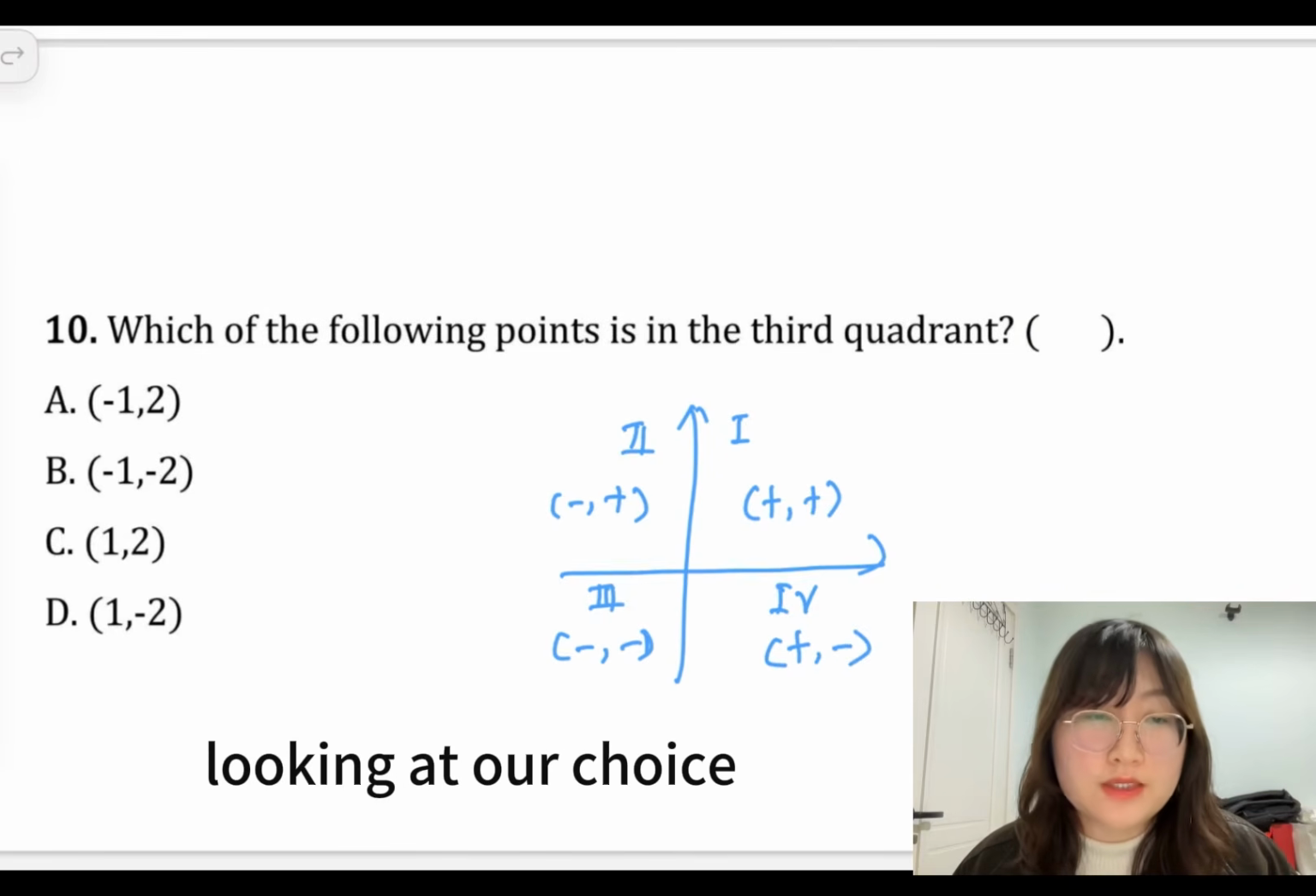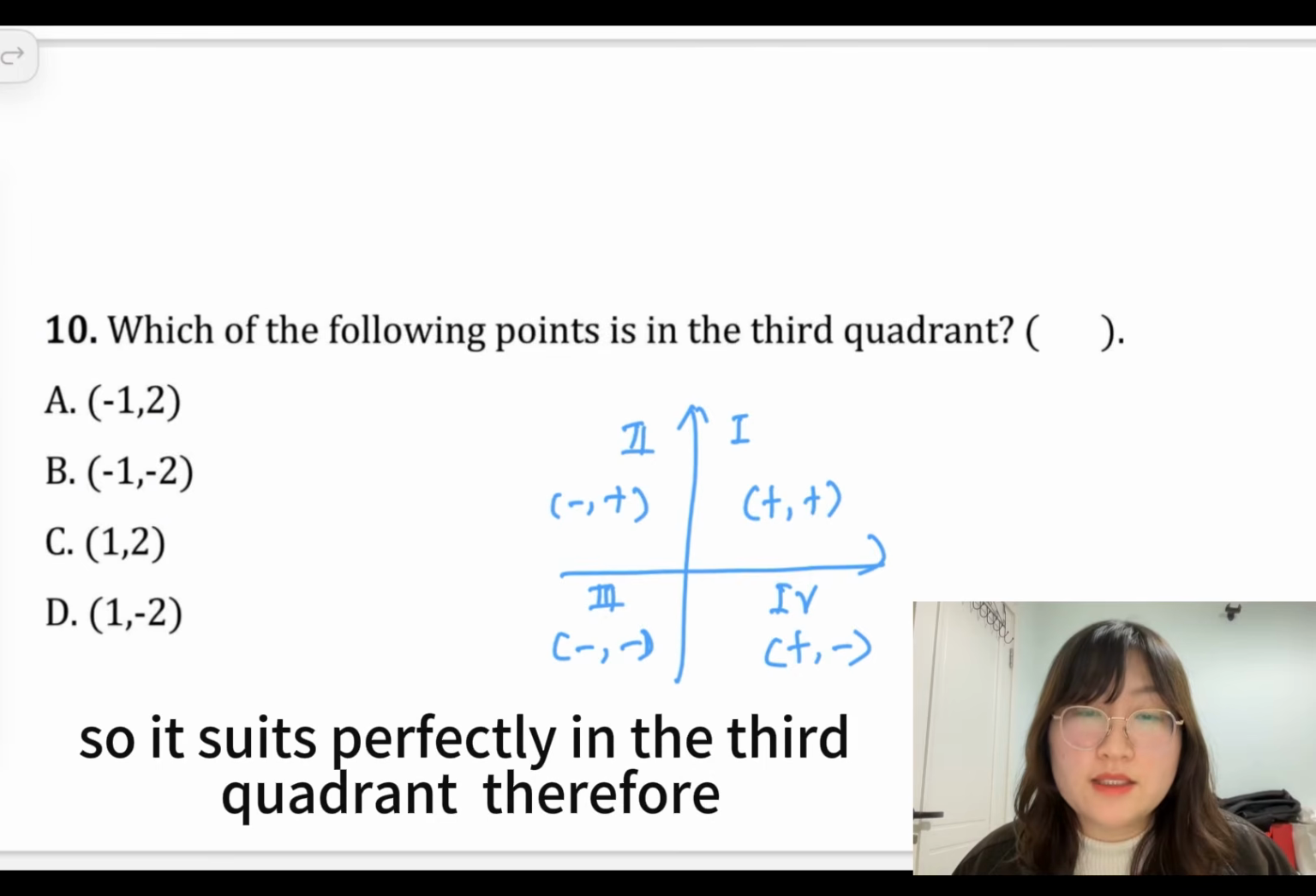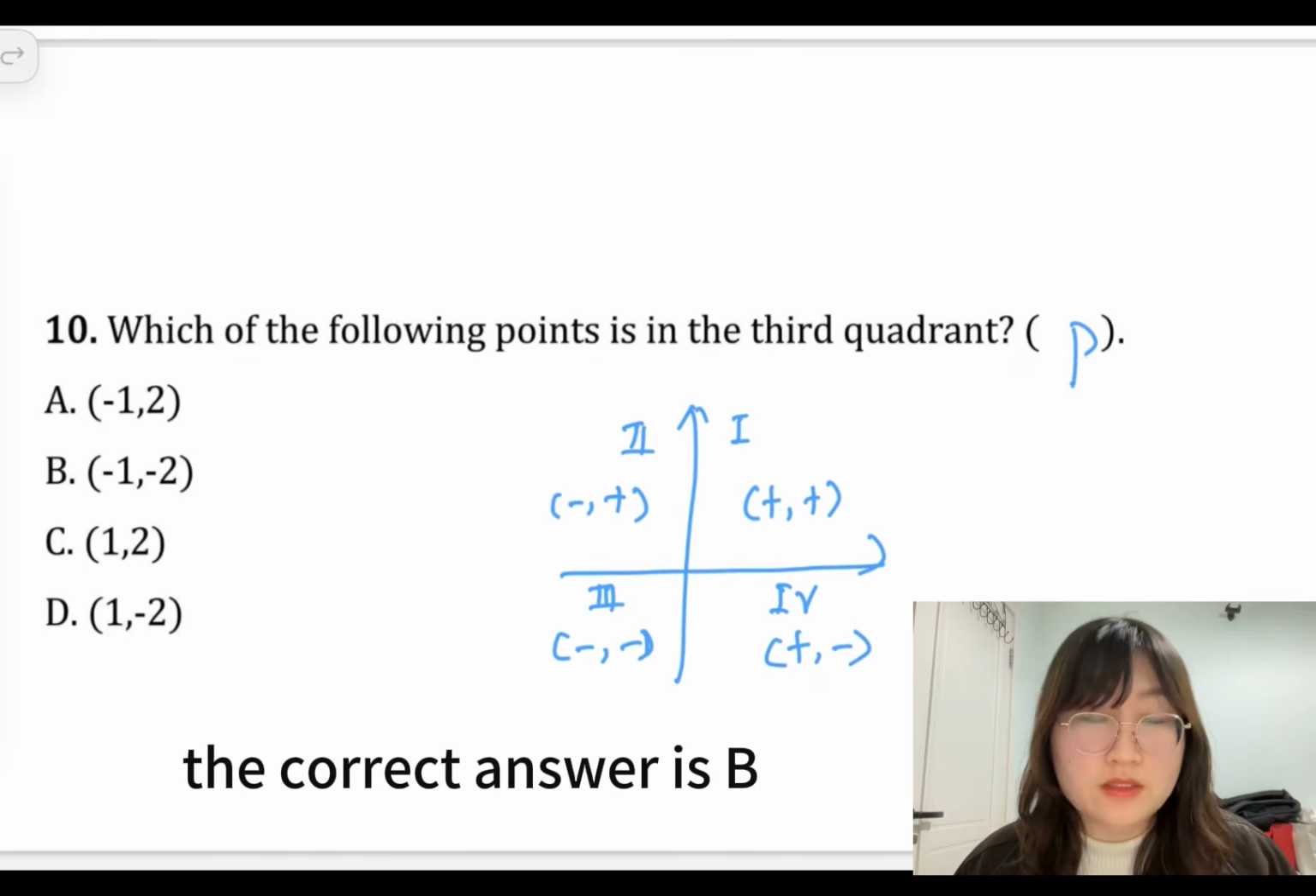Looking at our choices, option B is -1, -2, so it fits perfectly in the third quadrant. Therefore, the correct answer is B.